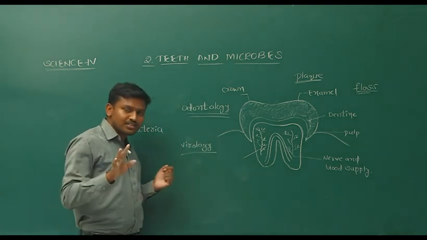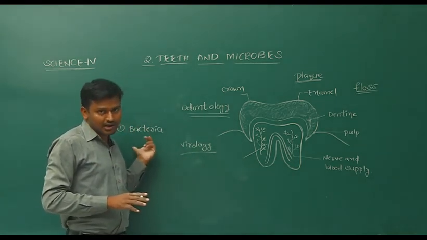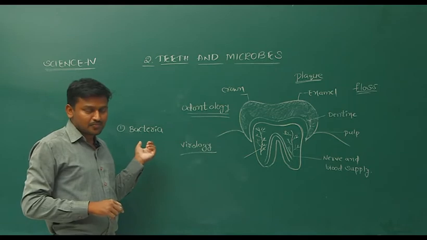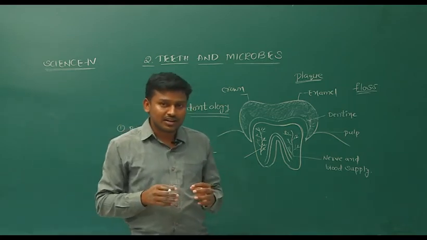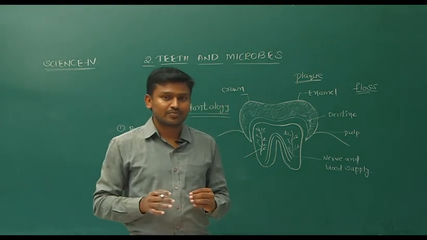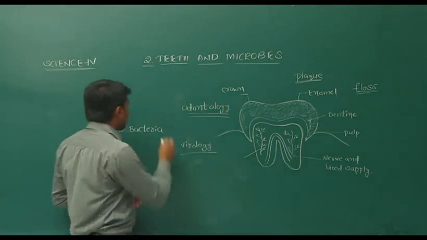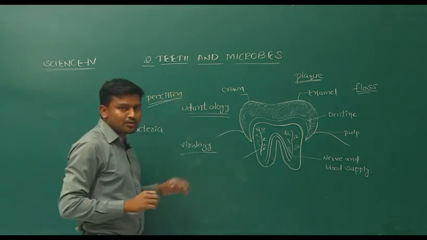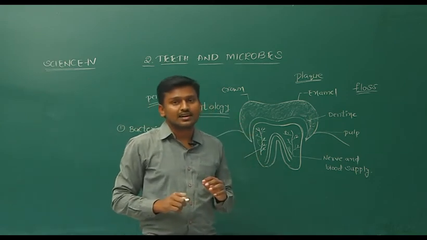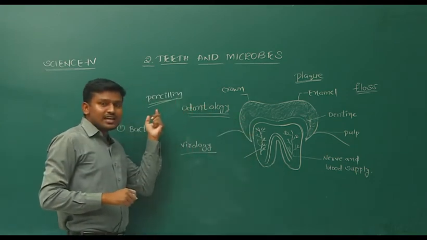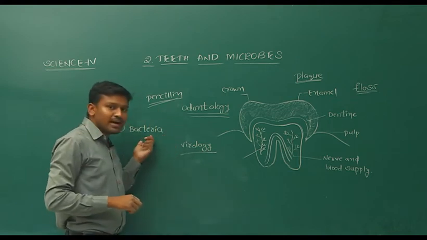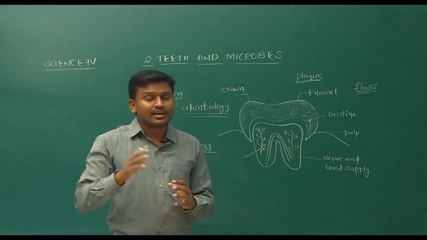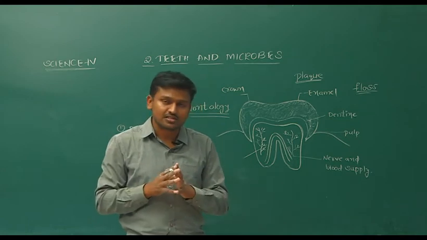We can control most of the diseases caused by bacteria with antibiotics. We use antibiotics to prevent these bacteria-caused diseases. The first antibiotic was invented by Alexander Fleming and its name is penicillin. Penicillin, the first antibiotic, was invented by whom? Alexander Fleming. And remember, these antibiotics work only on bacteria-caused diseases, not on virus-caused diseases, okay.